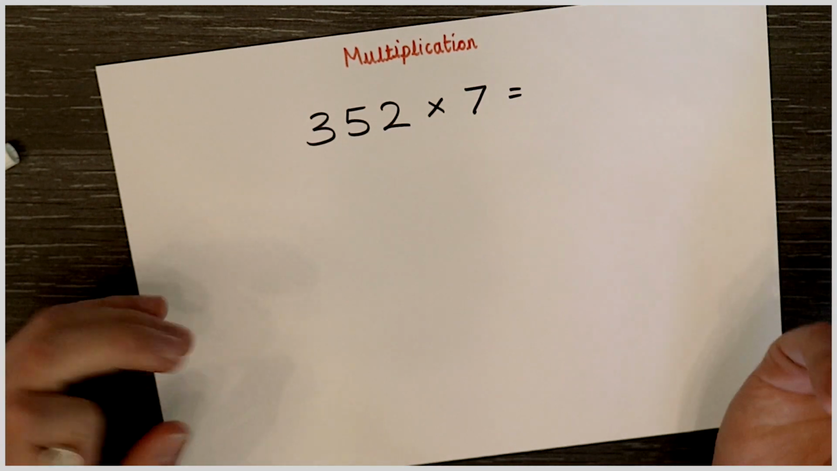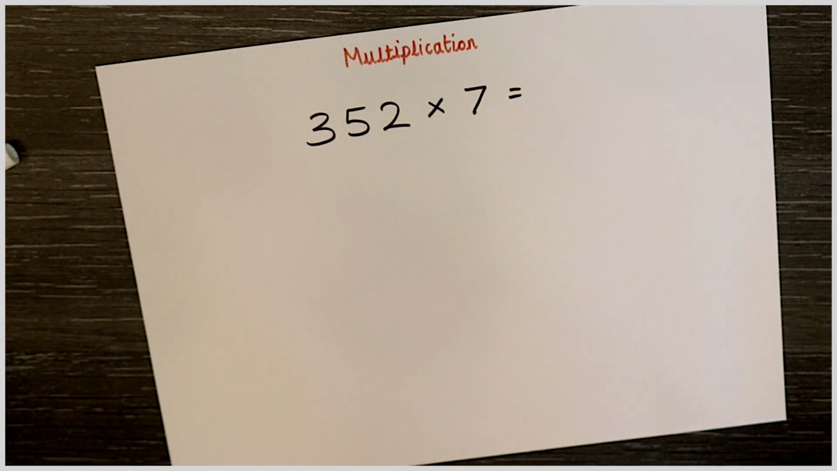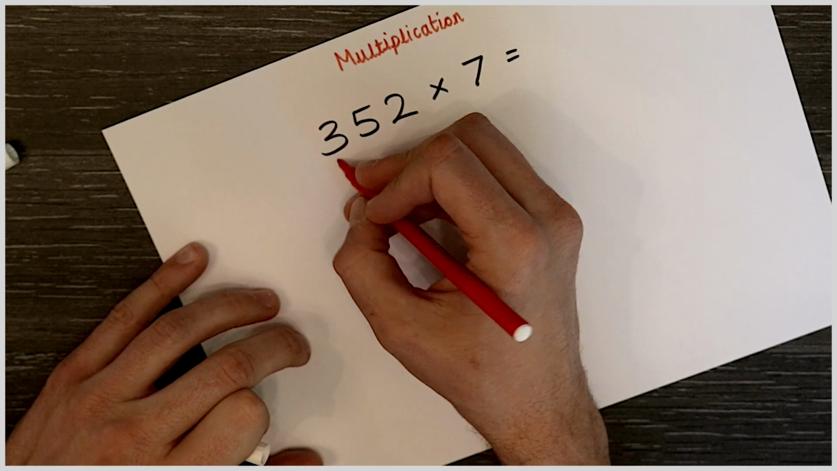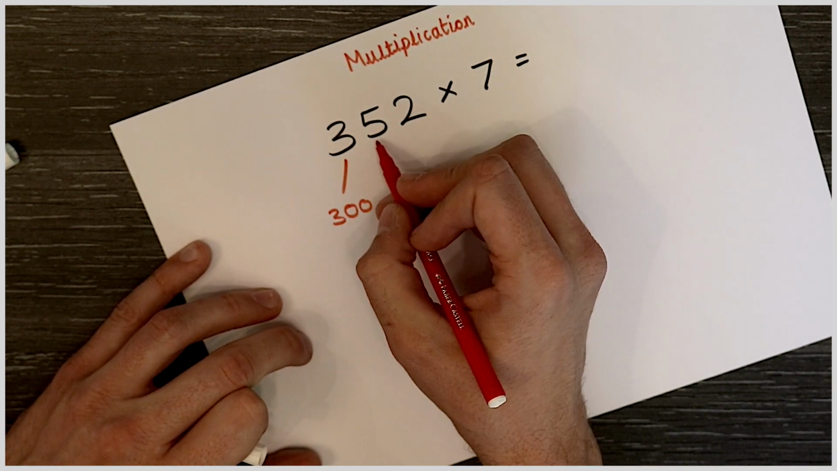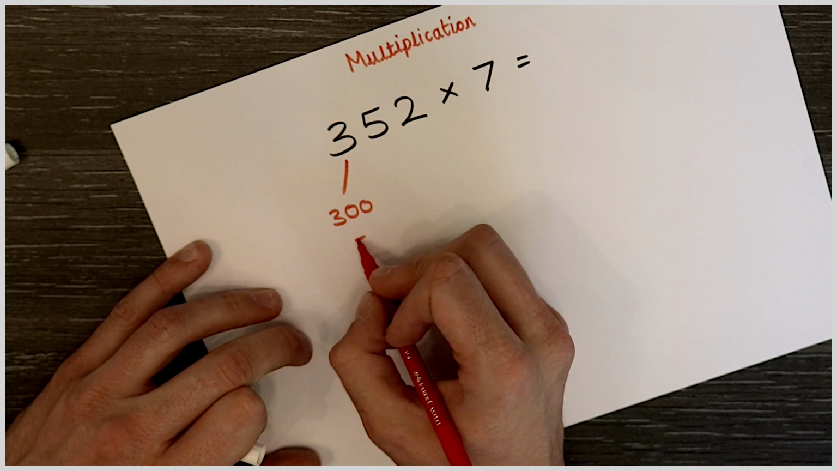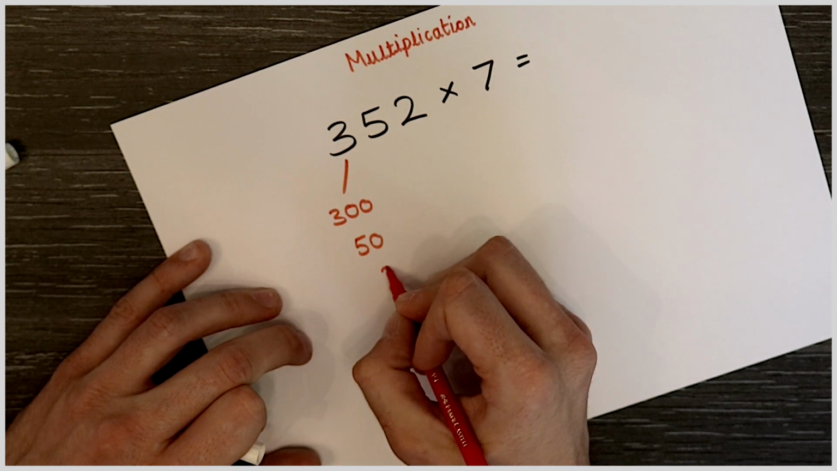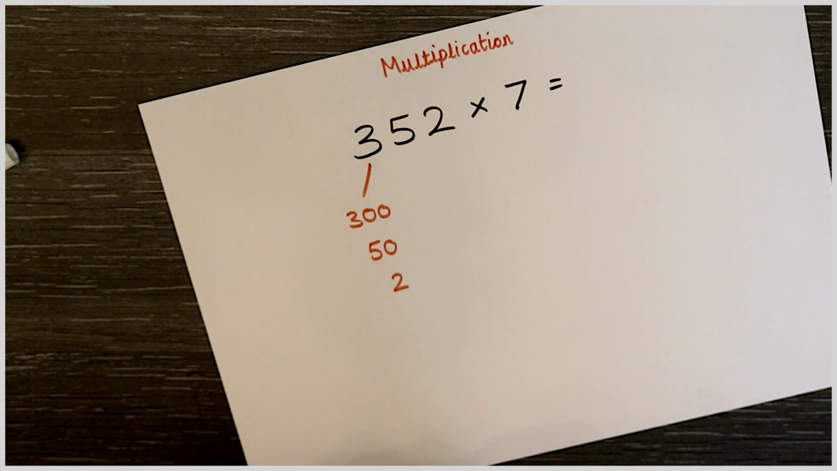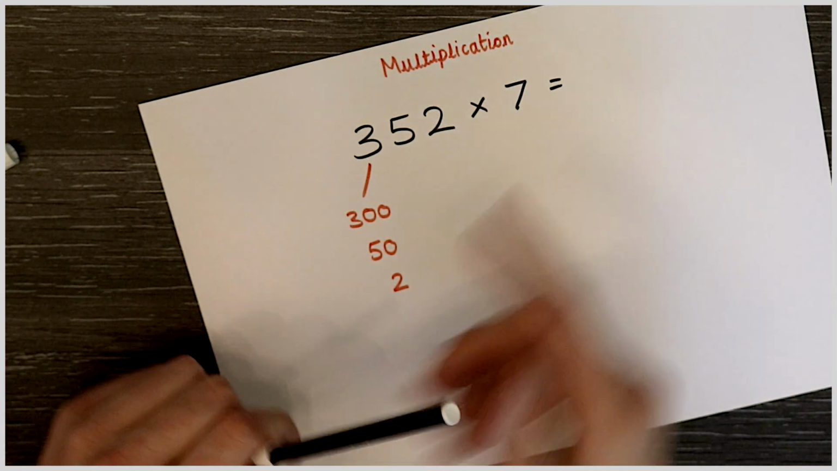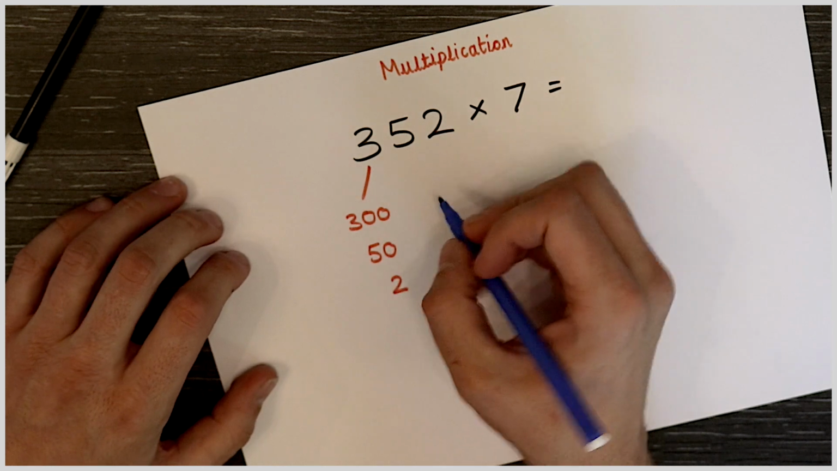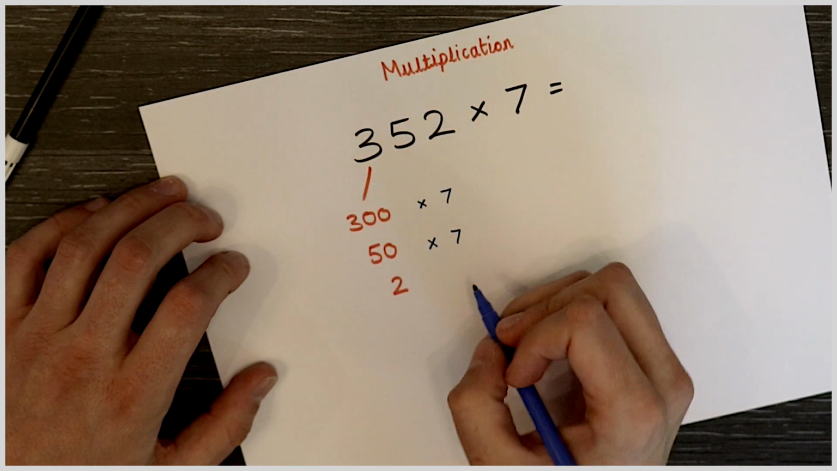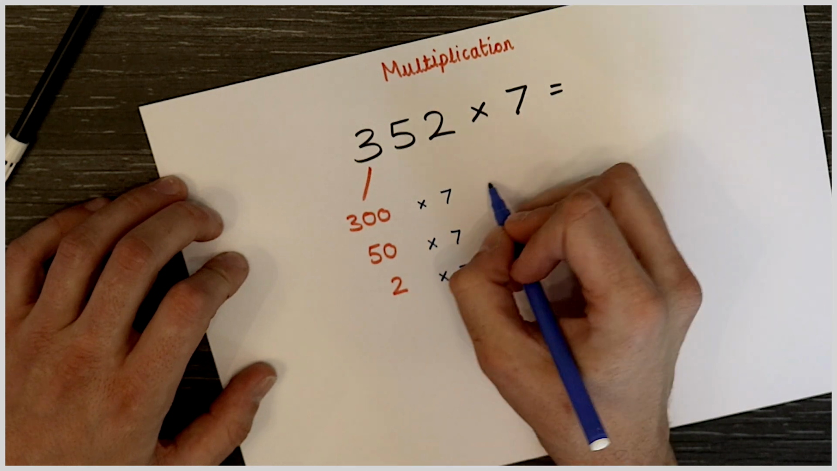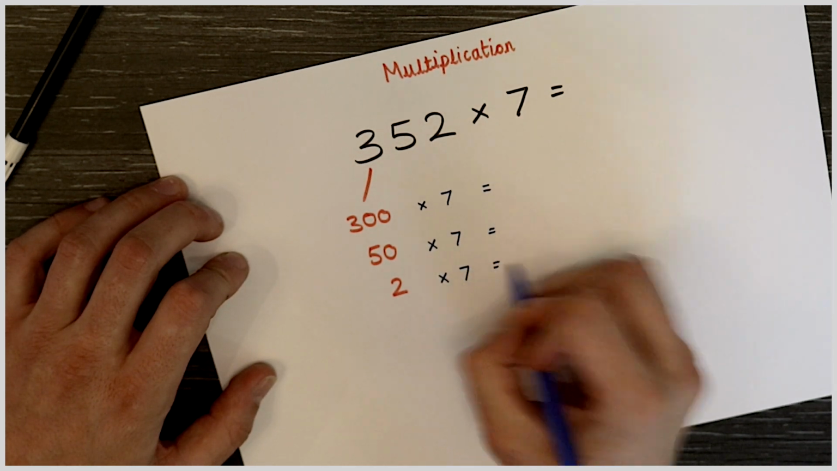So if we were looking at this, if you remember with addition, we use partitioning. So we know here we've got a 300. Let's just write this down here. We know we've got a 50. And we know we've got a 2. You could take each of these values from this number and you could times by 7. So we could do 300 times 7. You could do 50 times 7. And you could do 2 times 7. Let's try that first, and then let's see what we get.